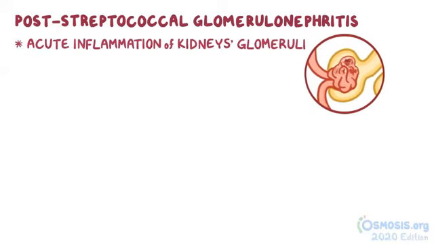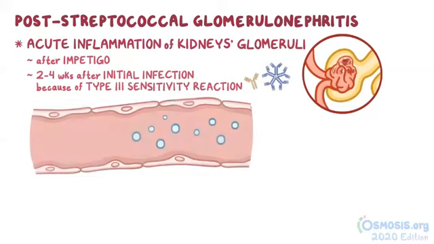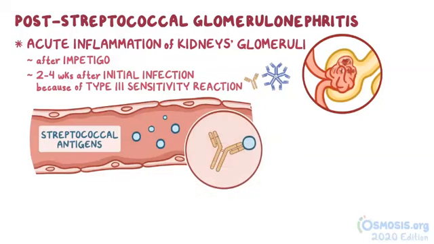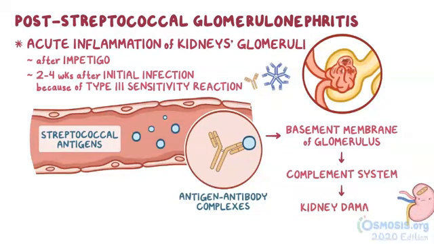Another post-strep pyogenes complication is post-streptococcal glomerulonephritis, which means acute inflammation of the kidney's glomeruli, most commonly seen after impetigo. It typically occurs 2 to 4 weeks after the initial infection, because of a type 3 sensitivity reaction. This means that the streptococcal antigens that remain in the blood combine with antibodies to form antigen-antibody complexes that are deposited in the basement membrane of the glomerulus. This can activate the complement system and attract neutrophils to the glomeruli, resulting in kidney damage.